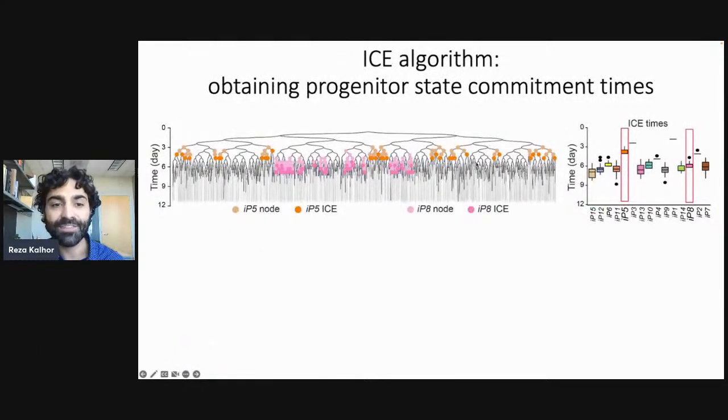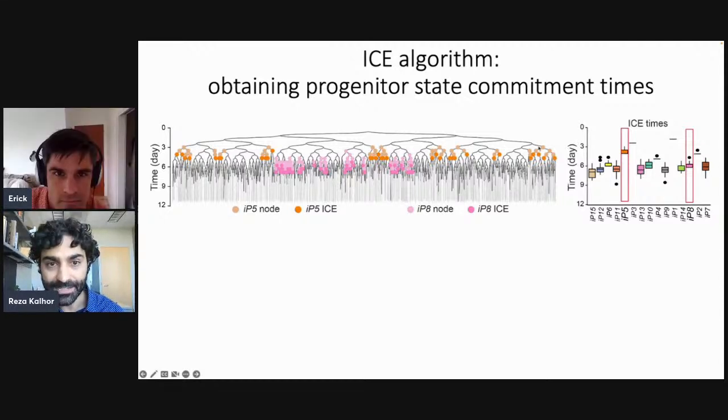When you look across the entire phylogeny, for two different IP5 and IP8, I have colored all their inferred nodes, but the darker colors are the ICEs, the inferred commitment events. And the timing of them in the time-scaled phylogeny represents the commitment time of the corresponding progenitor states. If it is committing earlier, its ICE times are taking place earlier.